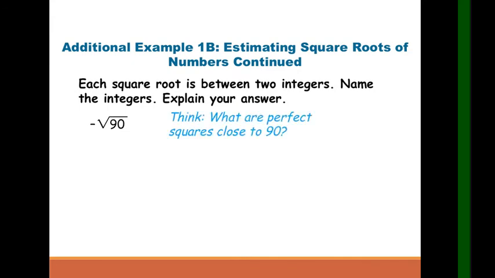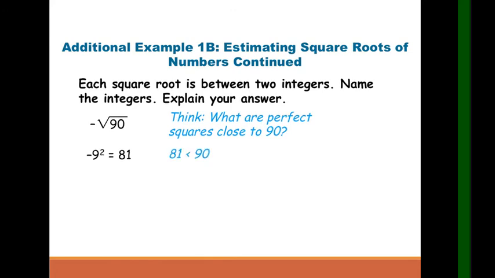So, what are the perfect squares close to 90? Dito, hindi nasa loob yung negative, okay? Dahil ibang usapan kapag nasa loob ang negative. Now, since nasa labas, ang titignan lang natin ay square root of 90. So, ano yung dalawang numbers na malapit sa square root of 90?